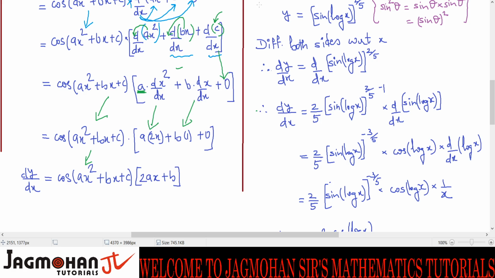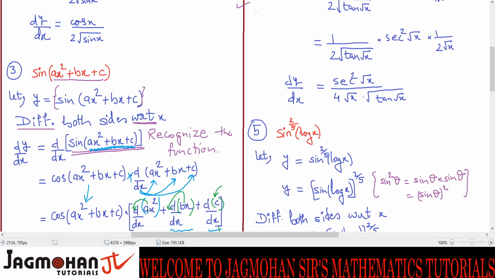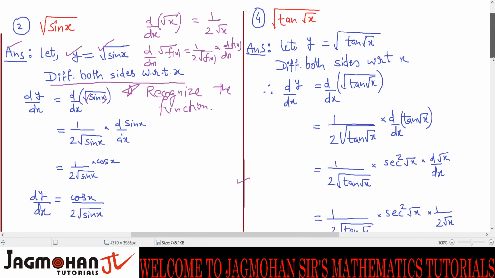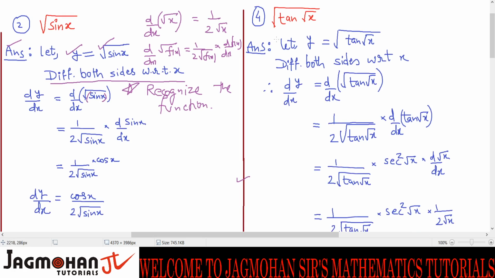If you want a revision of this, you can just go back and listen to the video once again. Now the next one is question number 4, and the given function is the square root of tan of root x.